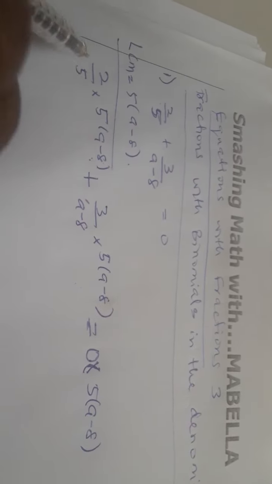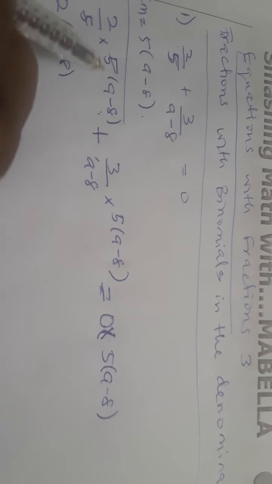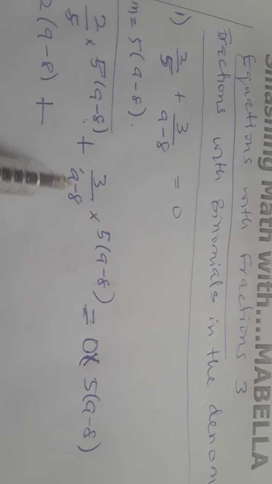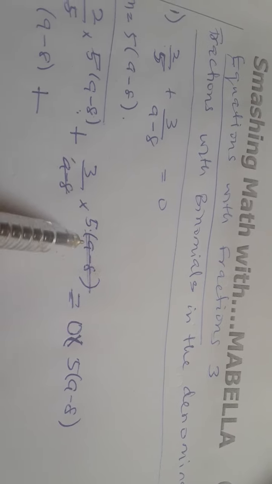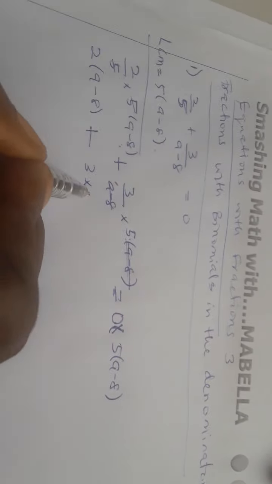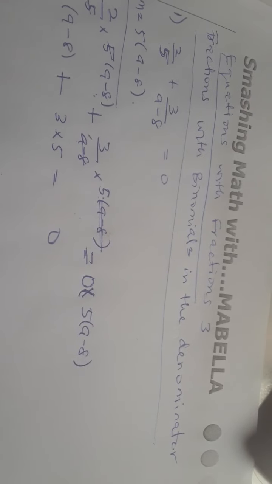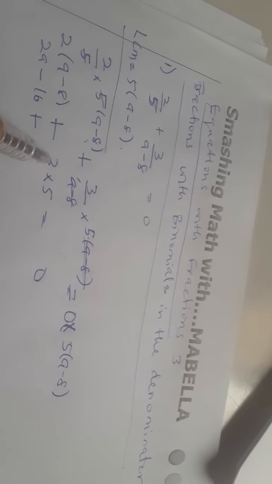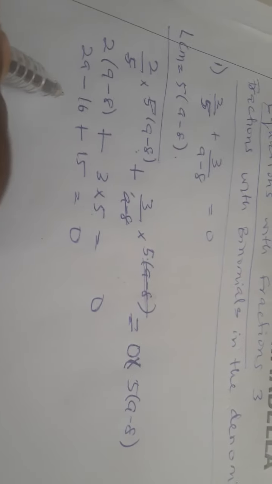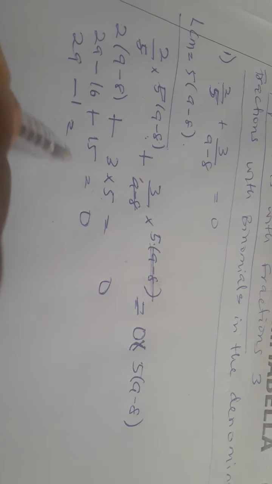Now, in the first term we can cancel the 5 out, and we have 2 into a minus 8. That is what is left of the first term, plus your a minus 8 will cancel the whole second term, so you have your 5, which is outside the bracket, 3 times 5, is equal to 0. If we solve this, 2 into a is 2a minus 16 plus 3 times 5, 15, is equal to 0. Minus 16 plus 15 gives you minus 1. We're collecting like terms now.